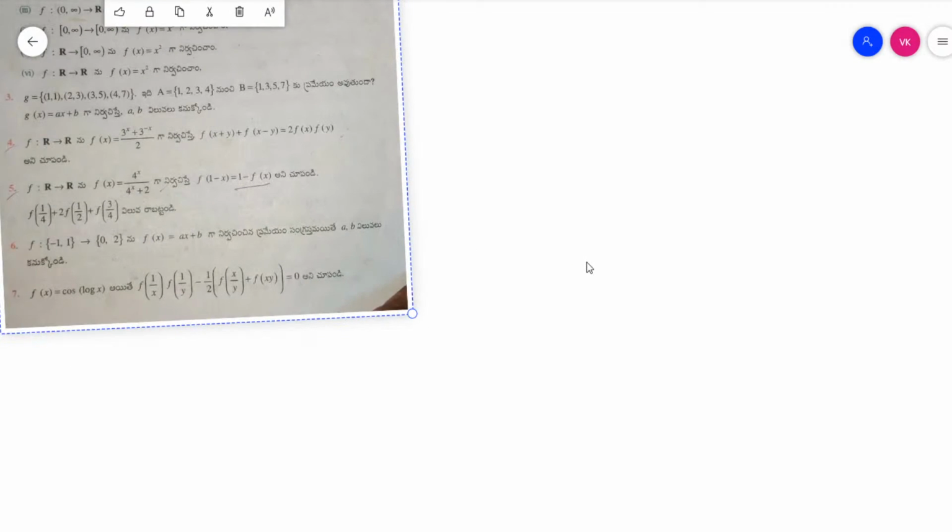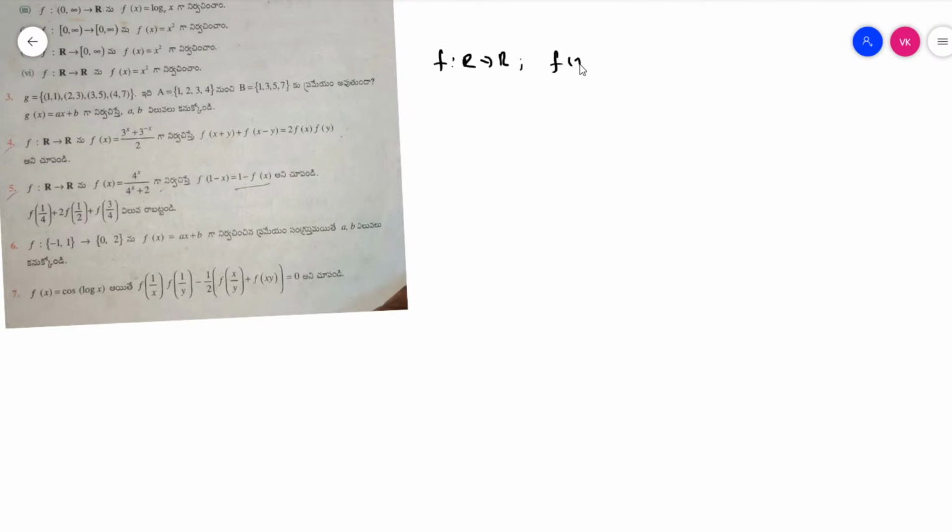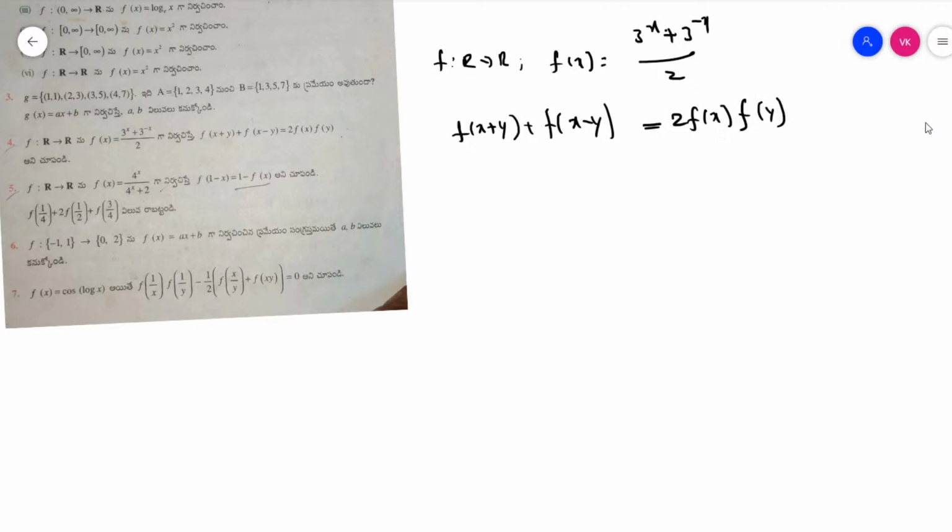Let's go for that. The question is given that f maps R to R and f is defined as f of x is equal to (3 power x plus 3 power minus x) by 2. Then show that f of x plus y plus f of x minus y is equal to 2 f of x into f of y. So first of all we have to individually find f of x plus y and f of x minus y, and then we have to add both of them.